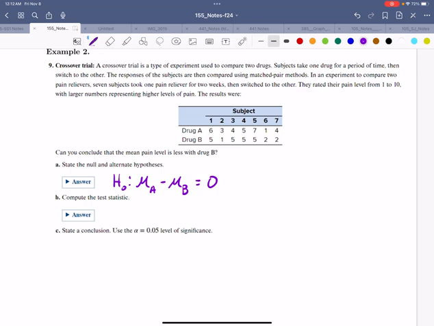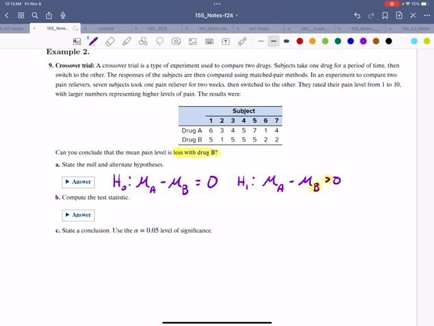Just be a little careful with the alternate hypothesis. If you phrase it like this, if the pain level is less, then that means that mu A minus mu B would actually be greater than 0. Just want to make a quick note of that. Less with drug B means that mu B should be less than mu A, which means their difference should be greater than 0. If you wanted to do B minus A, then it would be less than 0. Okay, but those are the alternate and null hypotheses.